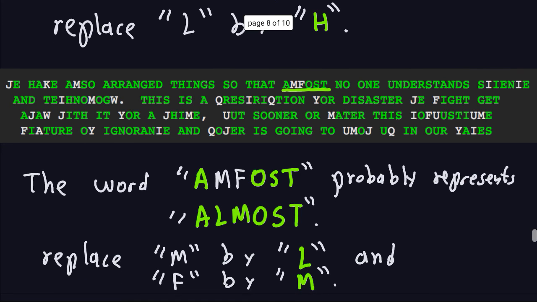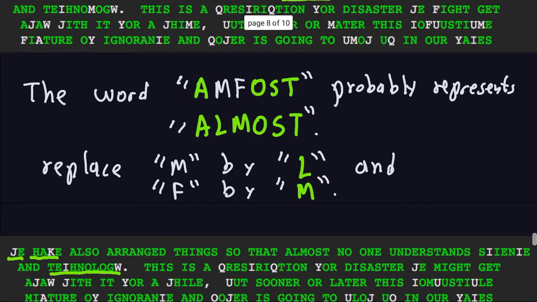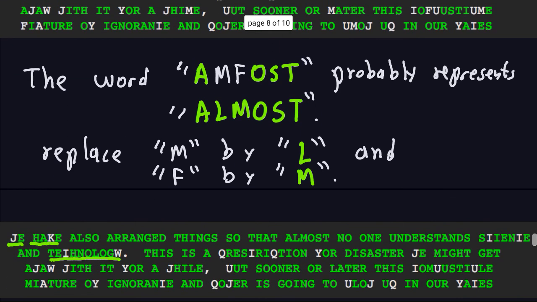I can replace white M by green L. Remember, you usually replace the white M. You don't replace the green M's. You never replace anything that is green. You only replace things that are white. So you take a white M and replace it with L, and you take a white F and replace it with green M. Let's do that replacement. Of course, this word will become "almost" if we do that. As you can see there, now we have the word "almost," and everything is looking a lot better than before.